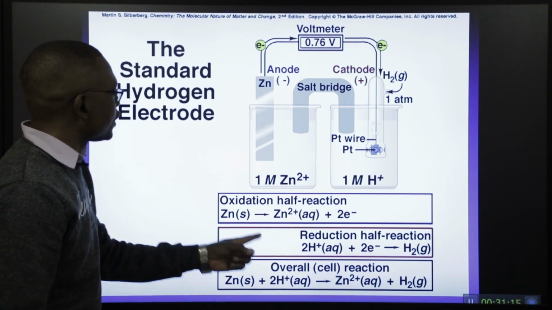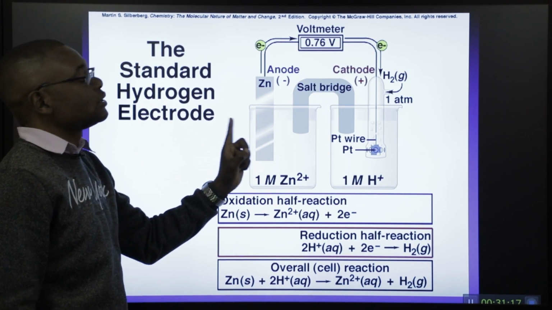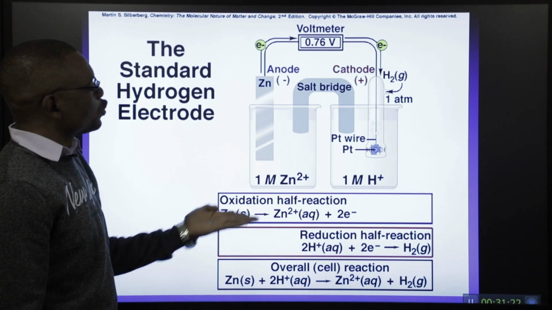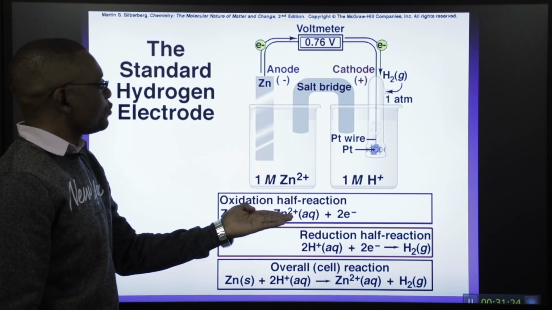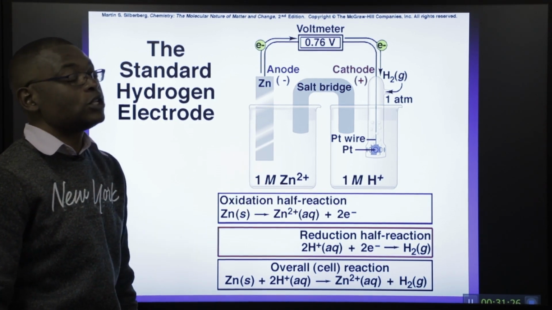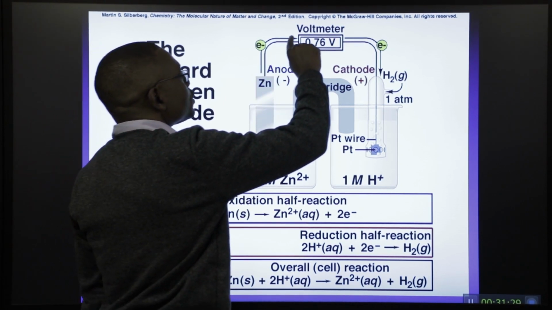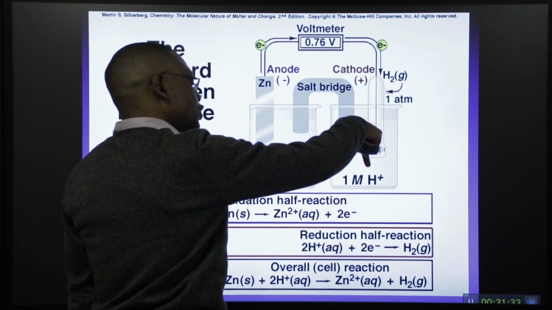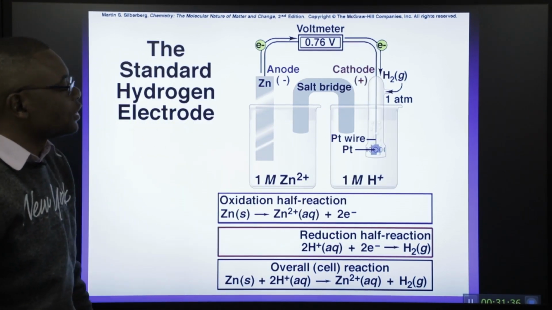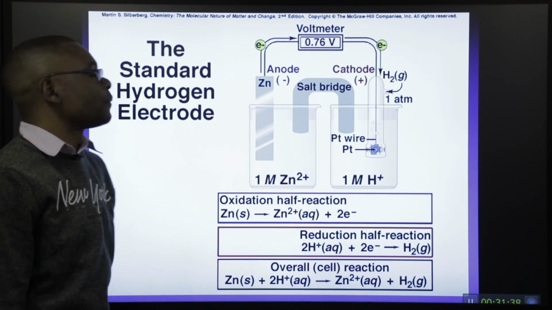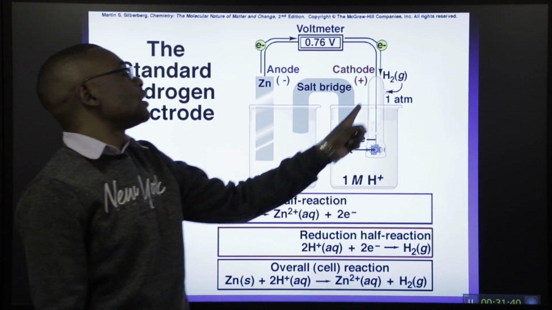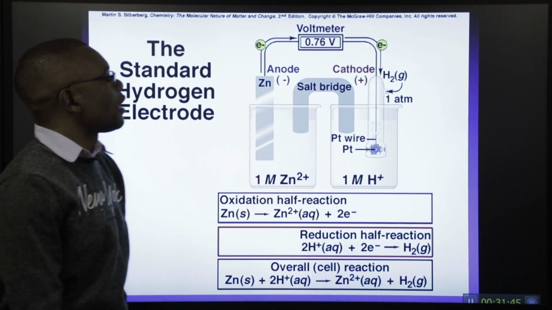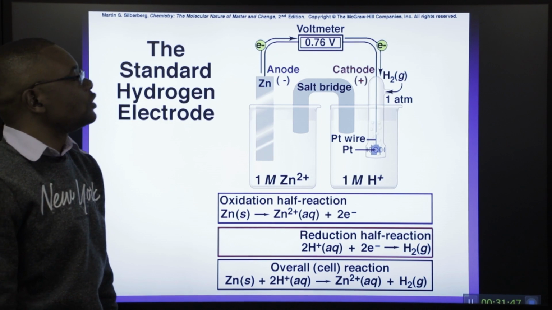So the oxidation half reaction at zinc, remember we agreed that this is an anode. So what happens there? Zinc goes into solution and forms zinc 2 plus ions and gives away 2 electrons, and the 2 electrons are carried down to the standard hydrogen electrode, where the hydrogen is a gas at 1 atmosphere and the platinum wire is used to carry the charge like that.